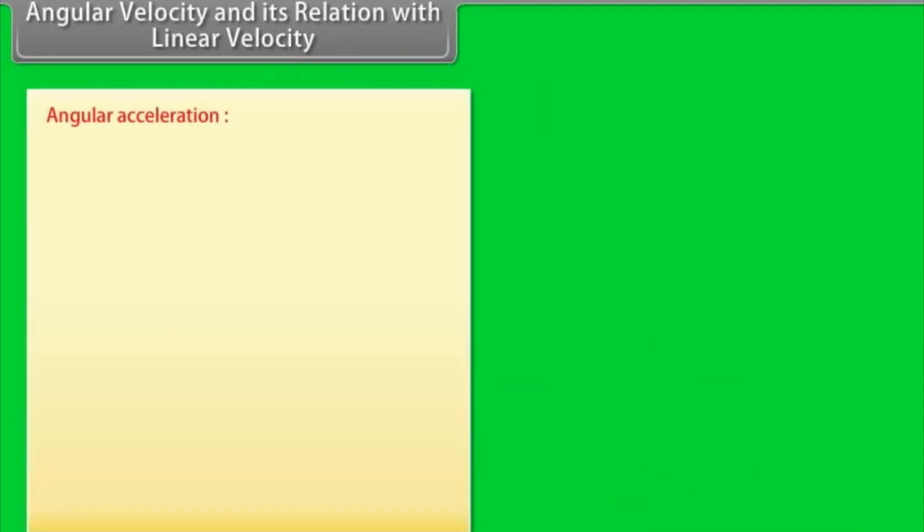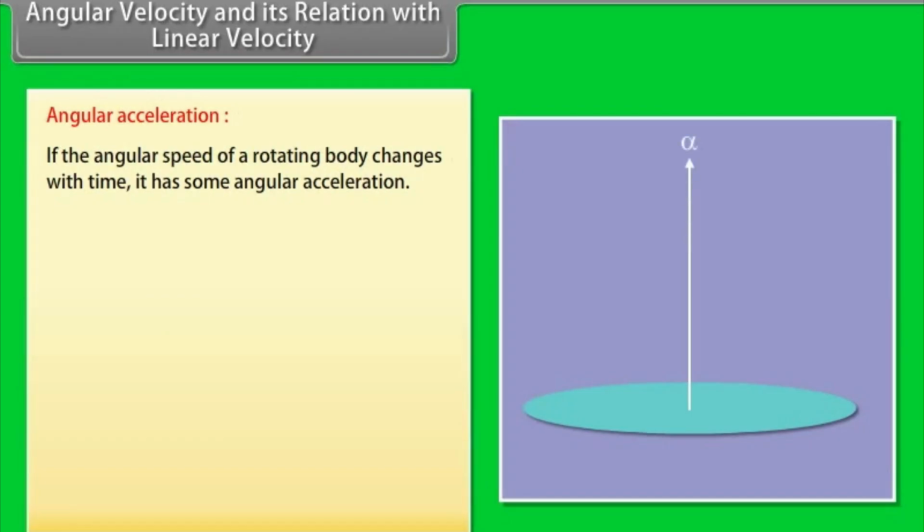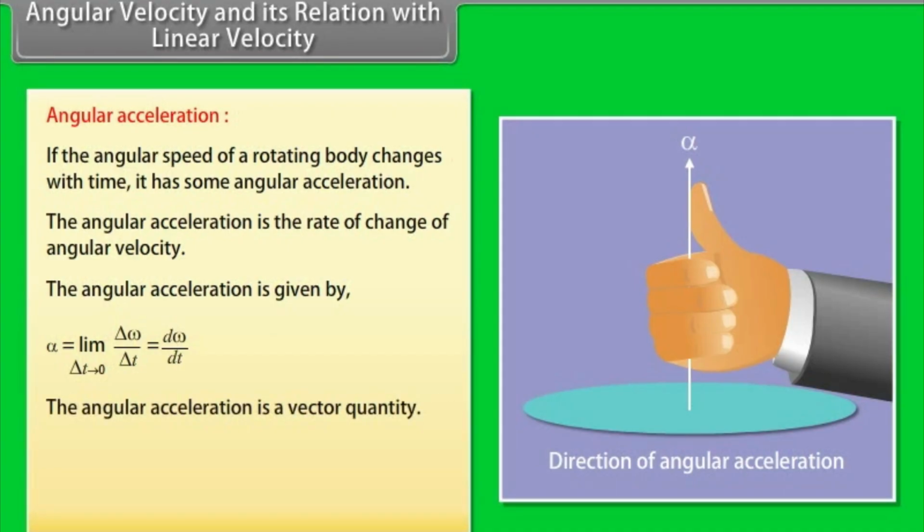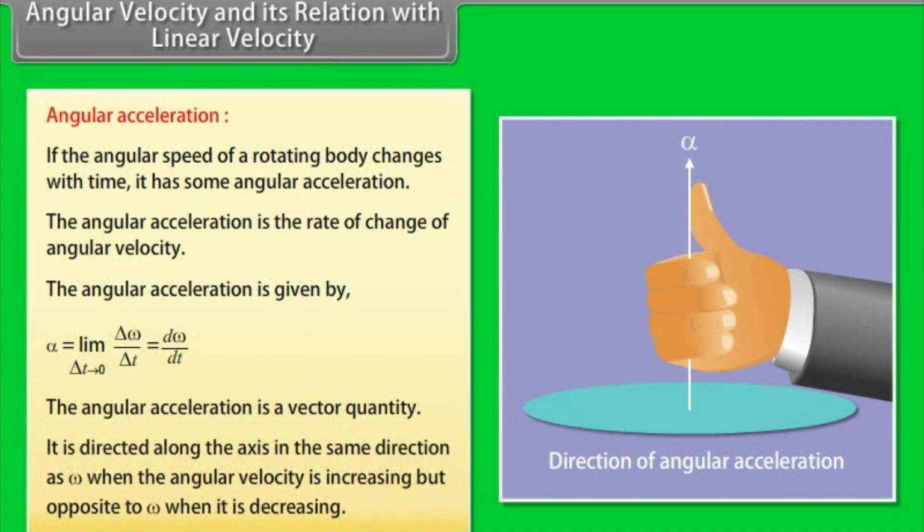Angular acceleration. If the angular speed of a rotating body changes with time, it has some angular acceleration. The angular acceleration is the rate of change of angular velocity. The angular acceleration is given by alpha, which is equal to limit delta t tends to 0 of delta omega upon delta t, which is equal to d omega by dt. The angular acceleration is a vector quantity. It is directed along the axis in the same direction as omega when the angular velocity is increasing, but opposite to omega when it is decreasing.